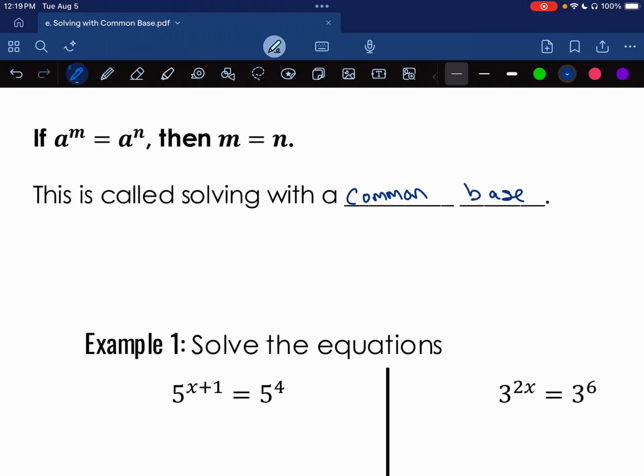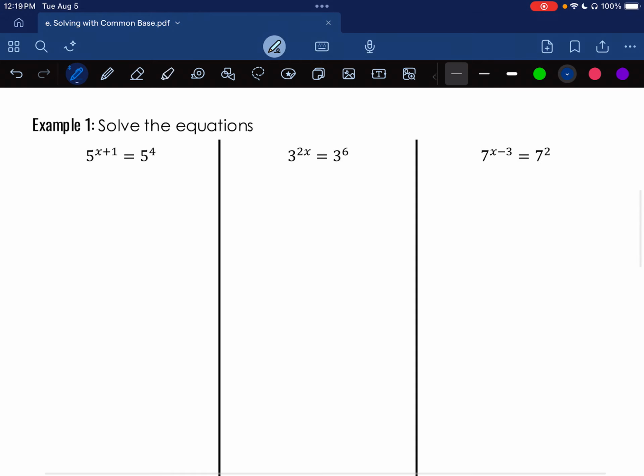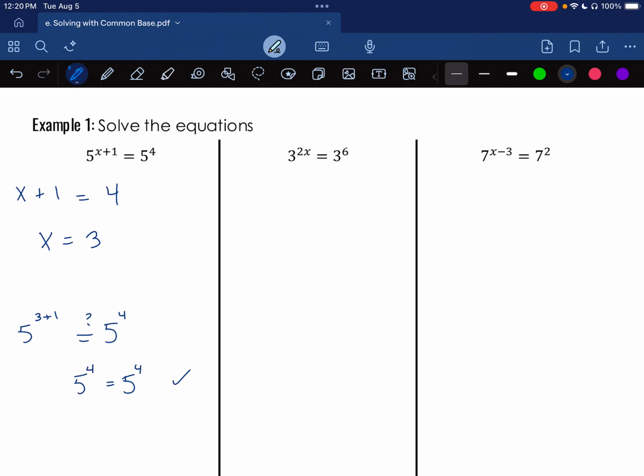All right, so let's check these out. I've got 5 to the x plus 1 equals 5 to the 4th. So I'm going to set my exponents equal. If x plus 1 is equal to 4, then I'll subtract 1 and I'll get x is equal to 3. All right, well, before we get too excited, let's check our work. So 5 to 3 plus 1, is that the same as 5 to the 4th? Well, yeah, 3 plus 1 is 4. So we know x equals 3 works out here.